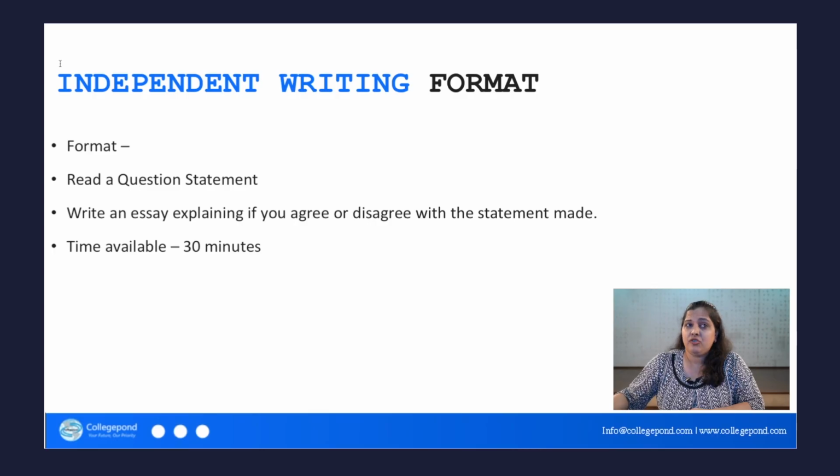Now let's move on to the next question type on the writing test, which is the independent type of essay. In this essay, you will have to read a question statement that would be given to you.